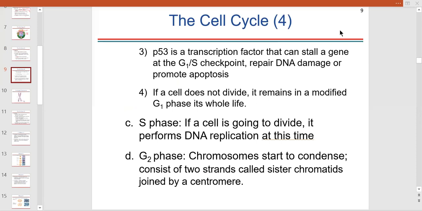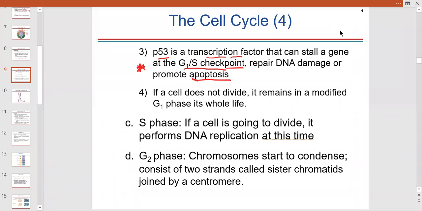Okay. Again, I'm not going to hold you to all of these, but there's a transcription factor, something you should know, that can stall a gene at these checkpoints and repair the damage. So I think that's what you were asking, right, Claire? That was basically it. So it could repair or promote death of that cell, program death of that cell. So again, that's happening all the time, and we're learning more about that. So that's really important, that checkpoint. So everybody can understand that? That's a tough concept.